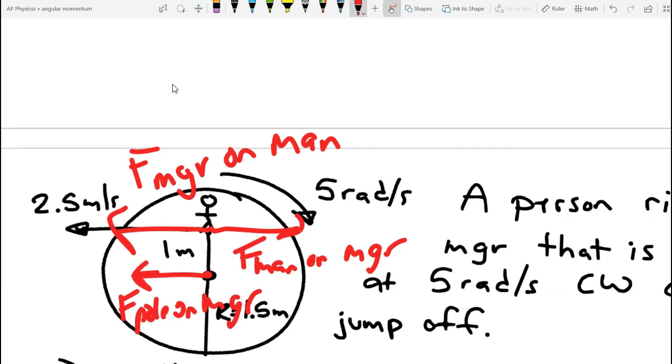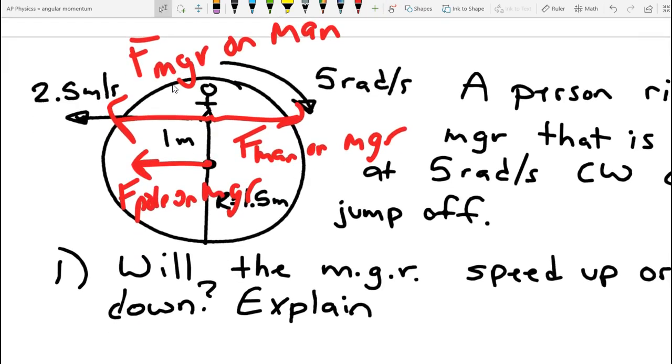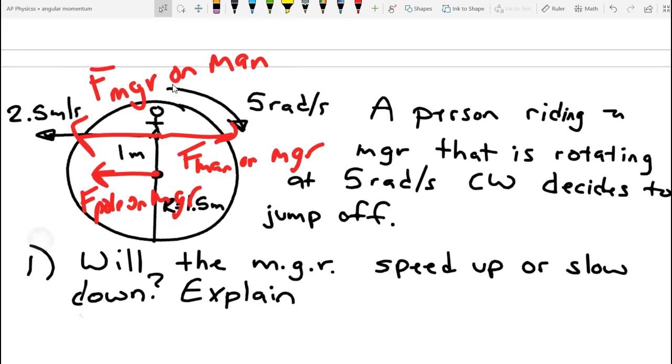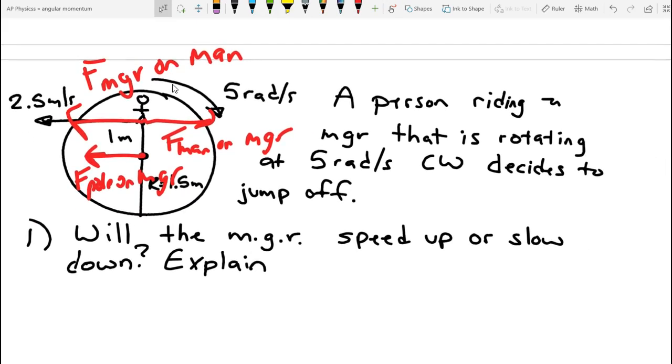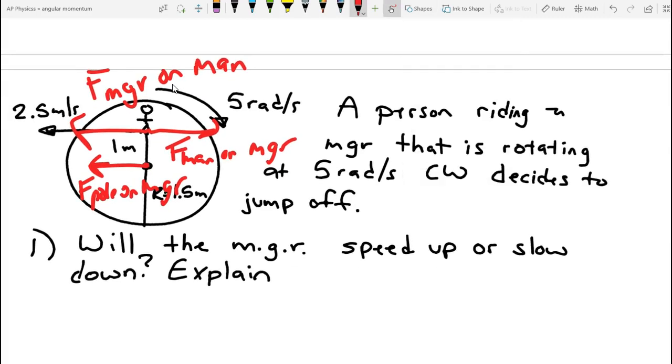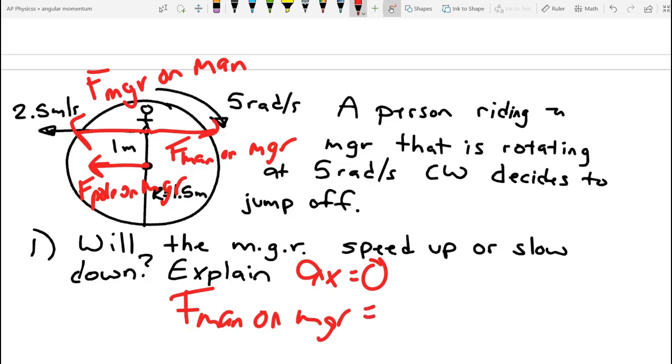Okay. So now, if we were looking at the forces, what will the merry-go-round do? Will it speed up or slow down? Well, linear motion, the acceleration in the x, well, it's pinned there. So acceleration in the x is 0. So that means that my net force has to equal 0. So I know force of man on merry-go-round must equal force of the pole on the merry-go-round as well. So that would lead us to believe it stays the same linear speed, which is correct.